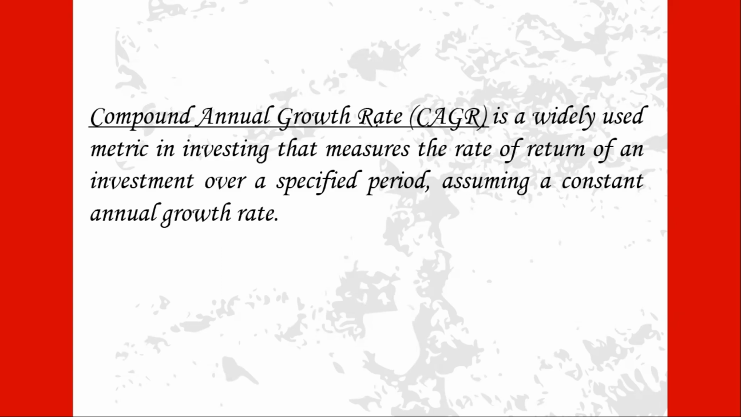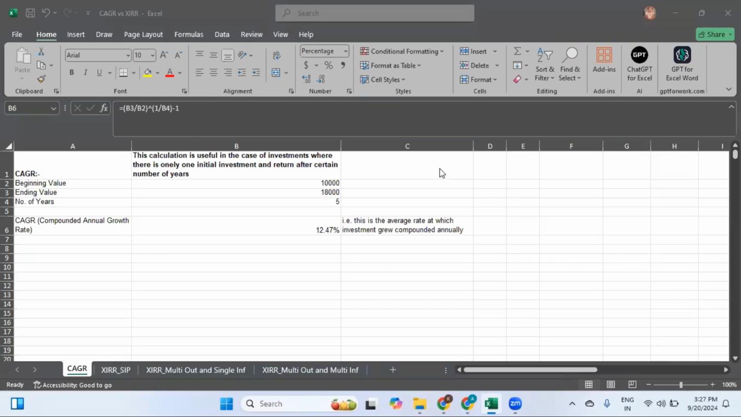Now I'll try to explain this with an example. Let's assume I have an investment portfolio where I was asked to invest, say, $10,000 at the beginning of a particular year, and I was promised a value of, say, $18,000 at the end of 5 years. So in this case, how do we calculate the CAGR?